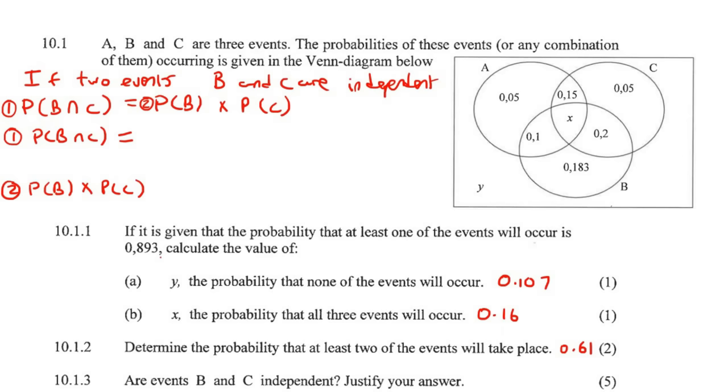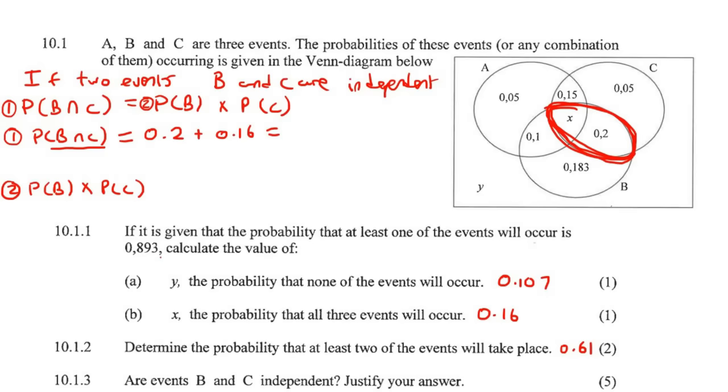Check this out. B and C. So where do B and C overlap? Well, that would be all of this. I know some of you are like, yeah, but Kevin, that's also A. I know that, but they didn't say and not A. When they say B and C overlap, they're talking about those two parts over there. Okay? So that's going to be 0.2 plus whatever we got for X, which was 0.16, and that's going to be 0.36.